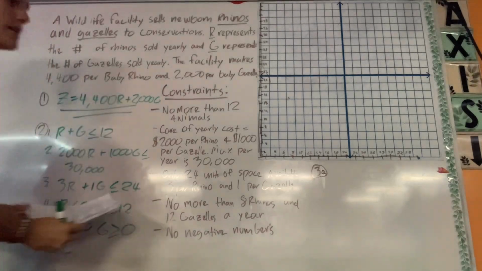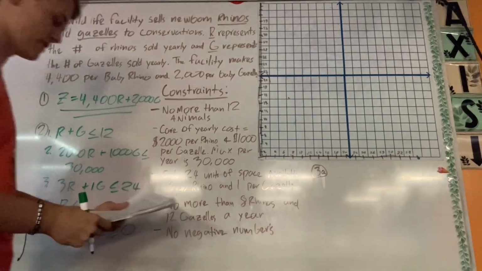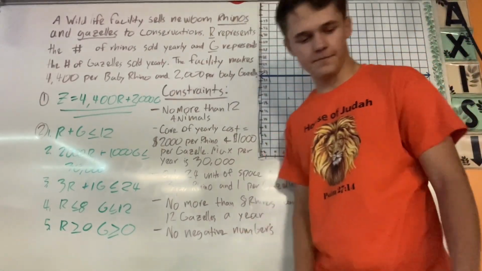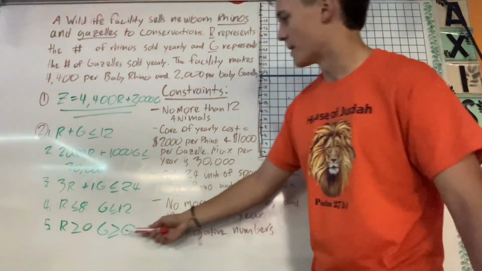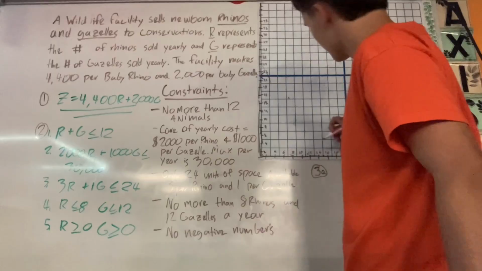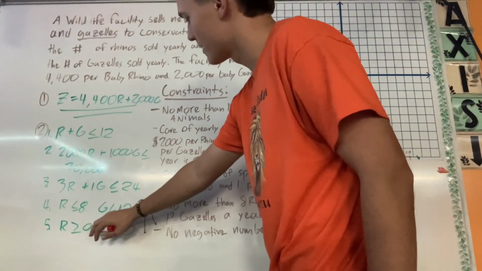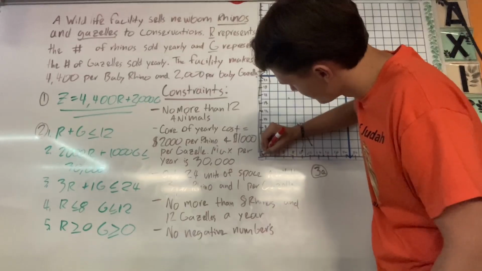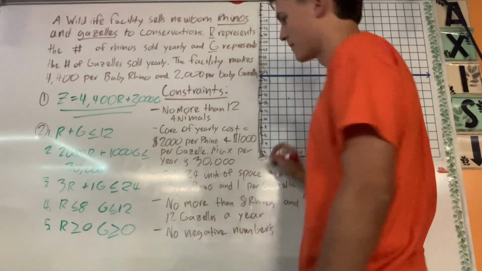Alright, now we move on to graphing the constraints. So we can start with the most simple one. We can go back to here and graph, and we know that it has to be greater than or equal to 0 and greater than or equal to 0. So all we do is draw a little line right here, knowing that it cannot be 0.